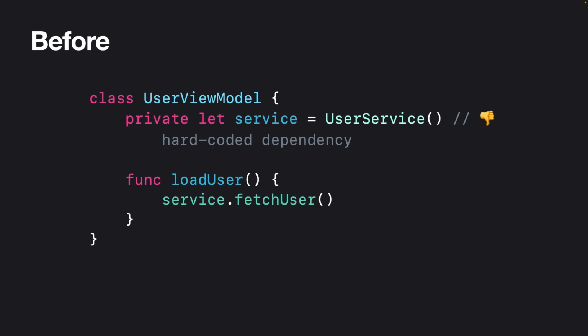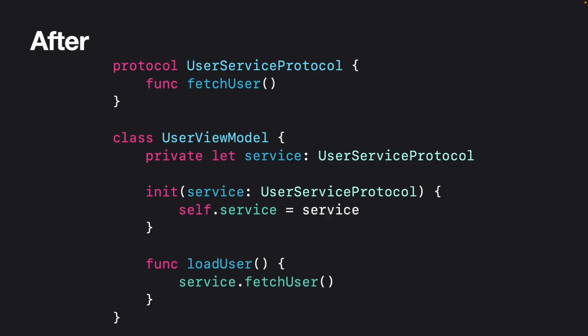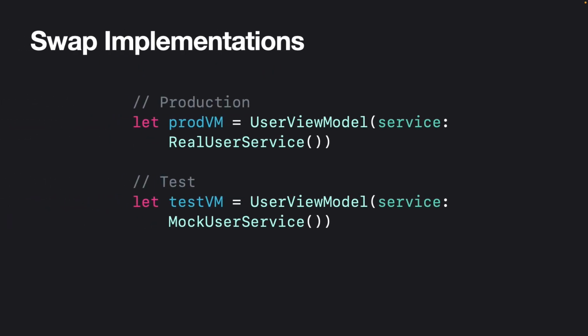Now, let's refactor this code to use constructor injection. First, we define UserServiceProtocol with the function fetchUser. In userViewModel, we replace the hard-coded UserService with the property service, UserServiceProtocol. Then our init(service) assigns it. Finally, loadUser calls service.fetchUser. Now, userViewModel doesn't care what the service actually is. It could be the real one or a mock. In production, you pass the real UserService. In tests, you pass a mock UserService. That's dependency injection in action.